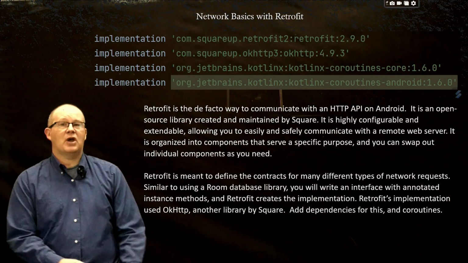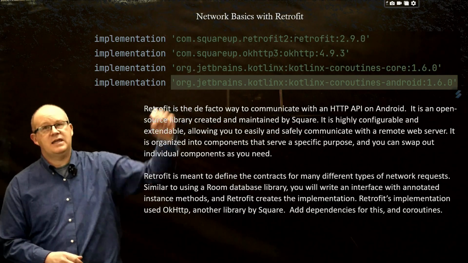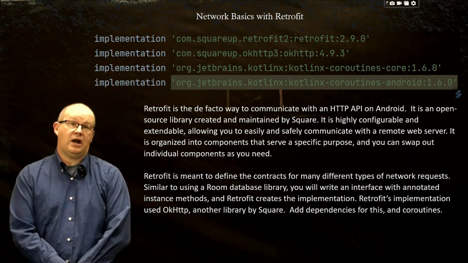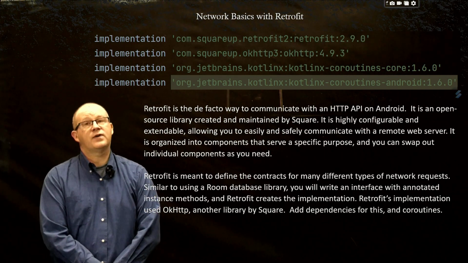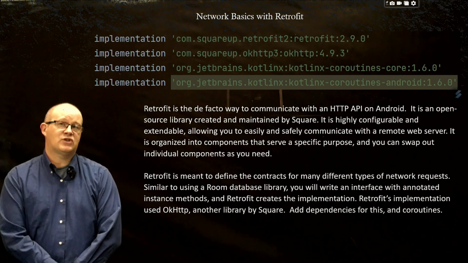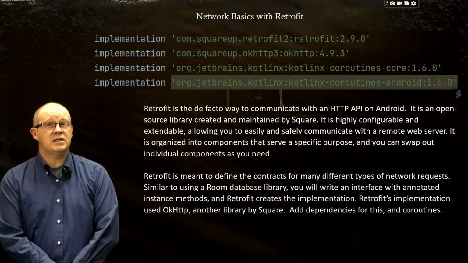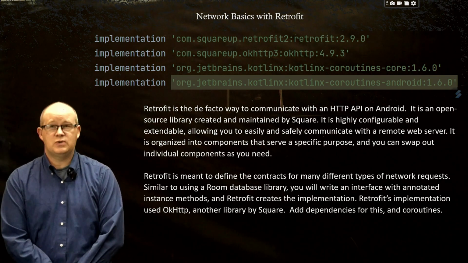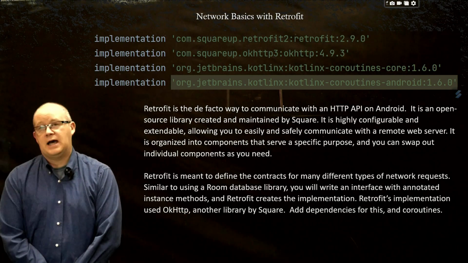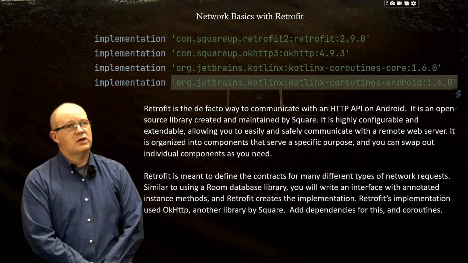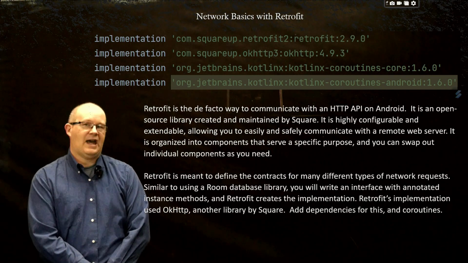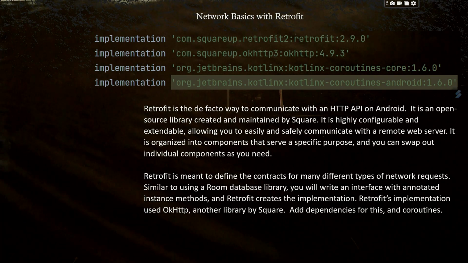Retrofit's implementation uses OkHttp. You can see that in the second line for implementation. It is another library created by Square. We'll add the dependencies for this and for coroutines. As you might expect, interacting with a web server is going to require coroutines because it often will take a long time to get the request back. A lot of things can go wrong, delays with the internet, very, very common. So it's needed that we do have this implementation in coroutines. Retrofit is absolutely adapted for that purpose.